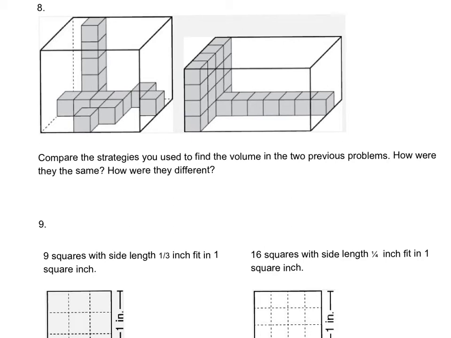And now we're looking back to see how we solved those last two problems in number 6 and 7. It says, compare the strategies you used to find the volume in the two previous problems. How were they the same? How were they different?